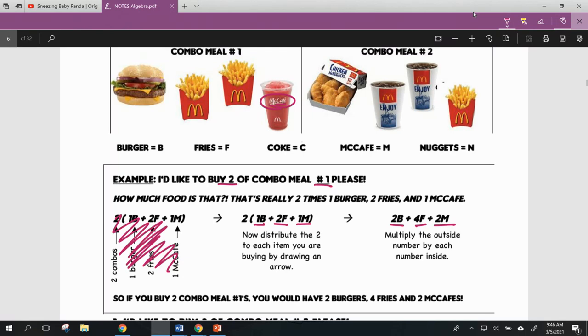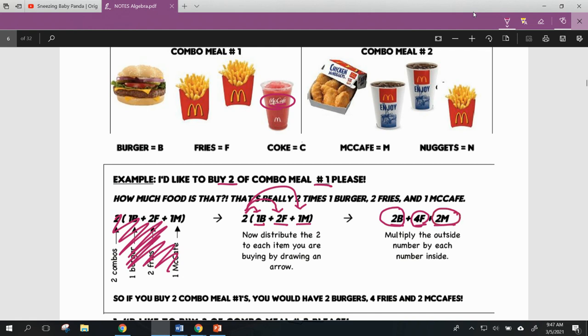When you open your bag to check to make sure that you've received all of your items, you are literally applying the distributive property. Because what we did was take 2 times the 1 hamburger to get our 2 burgers. We took the 2 and multiplied it by the 2 French fries to get a total of 4 French fries. And then we took the 2 times the 1 McCafe to get a total of 2 McCafes.